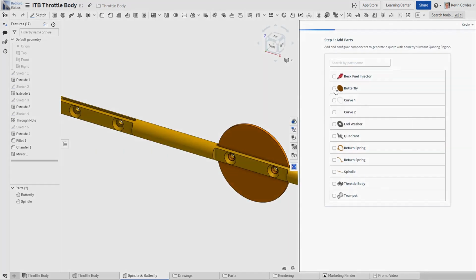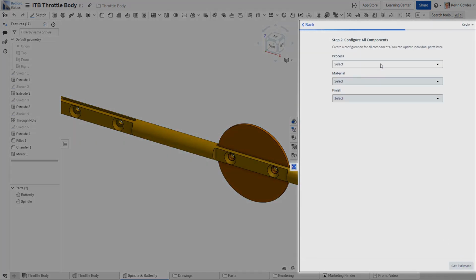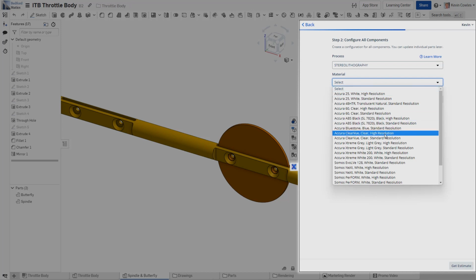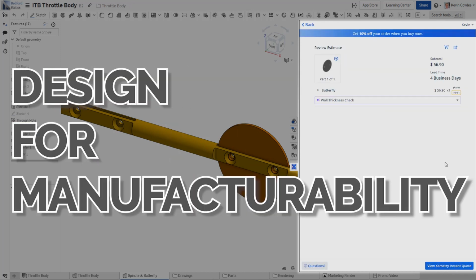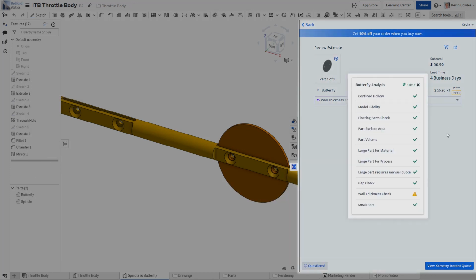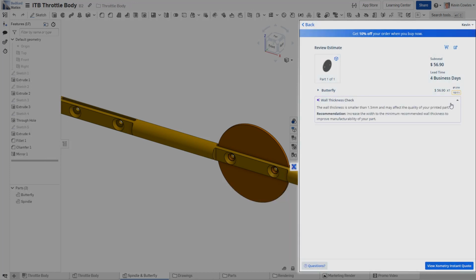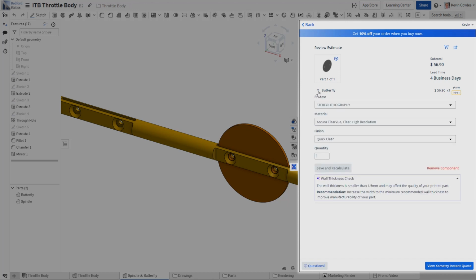The Xometry Onshape app enables you to get price, lead time estimates, and DFM feedback instantly. The DFM feedback, or Design for Manufacturability, puts this important consideration at the forefront of the decision-making process, allowing you to make more cost-effective parts.